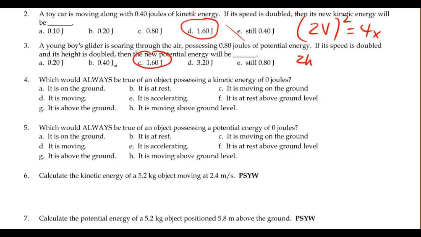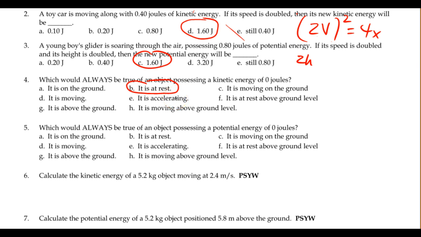Which would always be true of an object possessing kinetic energy of 0 joules? If it has no kinetic energy, then it must be at rest. It can't be moving. Now, it says which is always true. It could be accelerating from rest and starting to move, but it doesn't always have to be. It's at rest above ground level? Not always true. It does have to be at rest, but it being above the ground has nothing to do with kinetic energy. Moving above ground level? If it's moving, it can't have 0 joules of kinetic energy. So the only one that must be true is that it must be at rest.